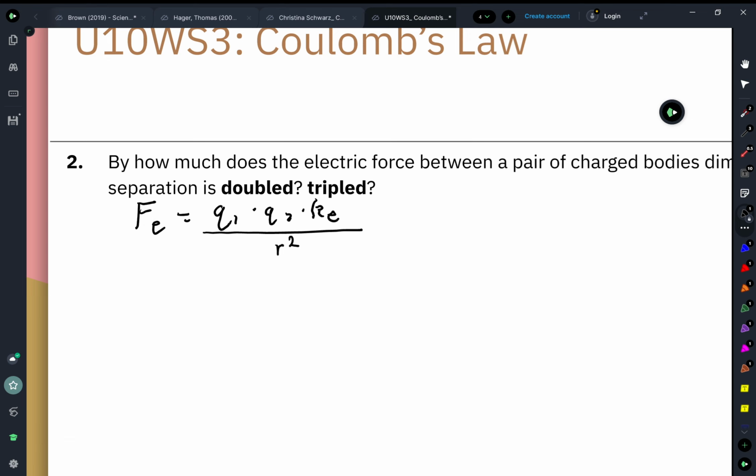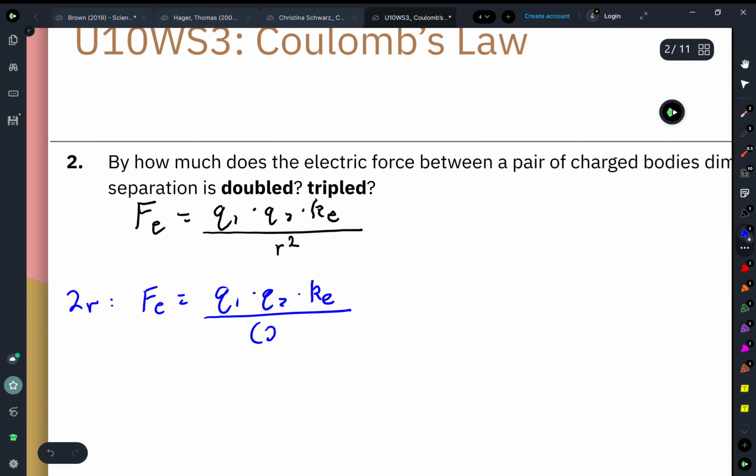Now, for this problem, we're asking to see how this value would change if we went from 1R to 2R. So we double the amount of R we have. So if we now double the R, then our new electric force will be Q1 times Q2 times Ke. That hasn't changed, but now we have 2R, and then all of that gets squared. So what that would be is we'd still have the same numerator, Q1 times Q2 times Coulomb's constant, divided by 4R squared.